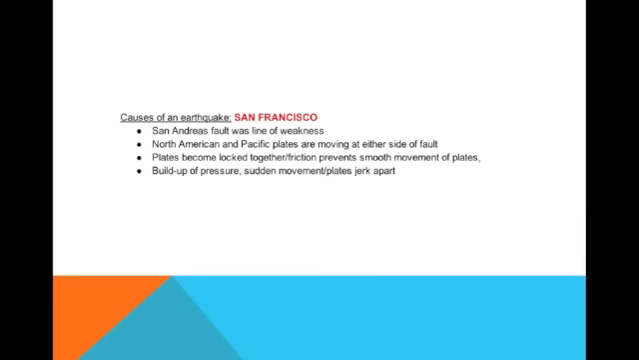Last one, causes of an earthquake. We're just going to look at San Francisco. So the San Andreas Fault was the line of weakness. The North American and Pacific plates are moving at either side of the fault, so along each other. And then plates become locked together, so friction prevents smooth movement of plates. So then there's a buildup of pressure, then there's a sudden movement, which will make the plates jerk apart and create the earthquake.